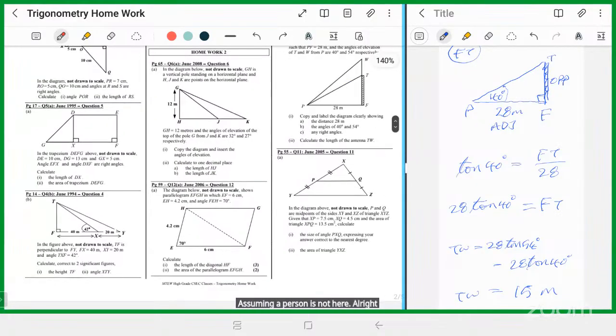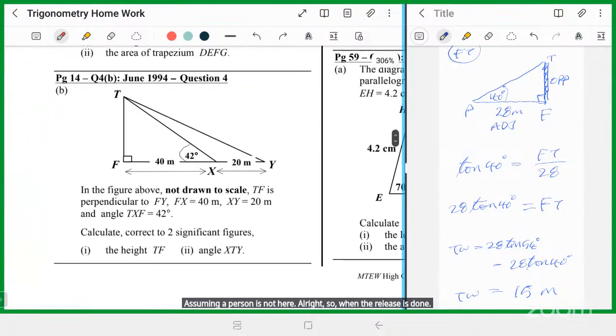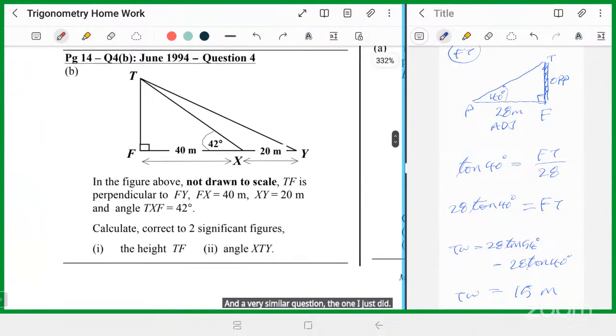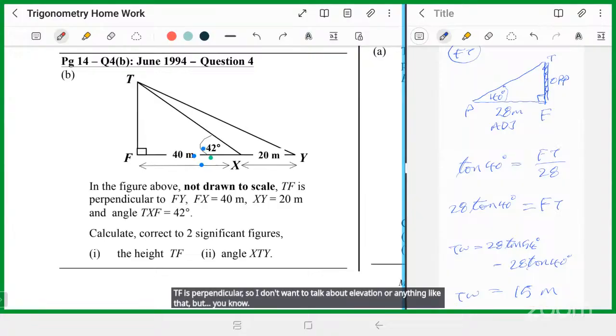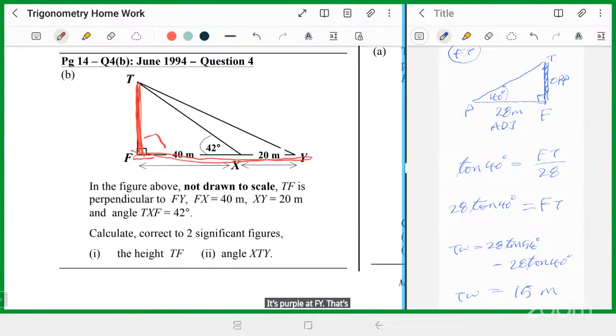All right, so I'm going to do this question. It's a very similar question to the one that we just did. So again, we have in the figure above, not drawn to scale, TF is perpendicular to FY. So they don't talk about elevation or anything like that, but we still have a right angle triangle. That's why this angle is 90 degrees, right? The square in the corner means that angle is 90 degrees. In this diagram, I see two right angle triangles. One here, that's one, and the other one is this.